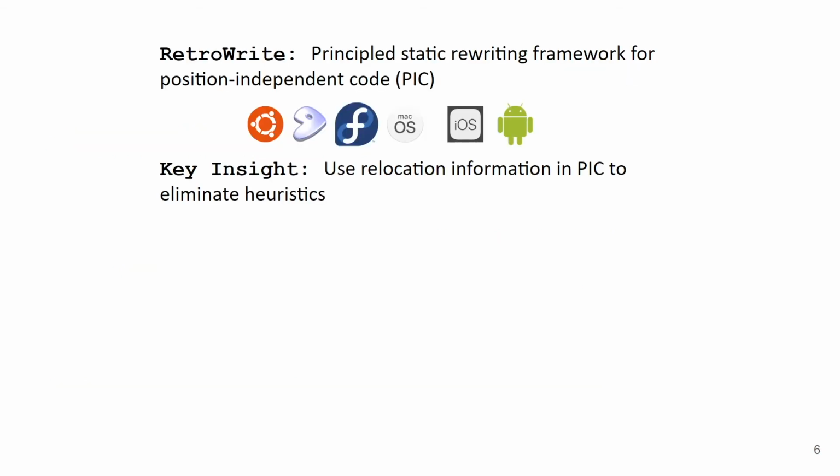In this work, we developed Retrowrite, the first principled static binary rewriting framework for position-independent code. The key insight is that position-independent code is widespread for execution benefits, and we can simply reuse the relocation information embedded by the compiler to rewrite the binaries safely, without the need for any heuristics.